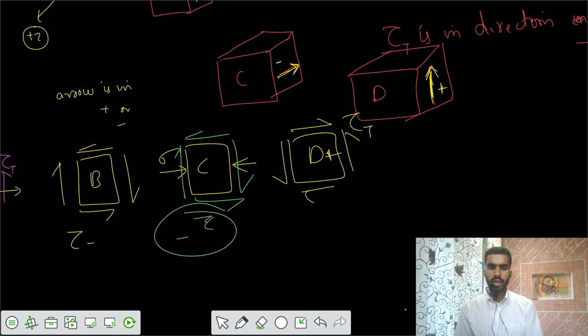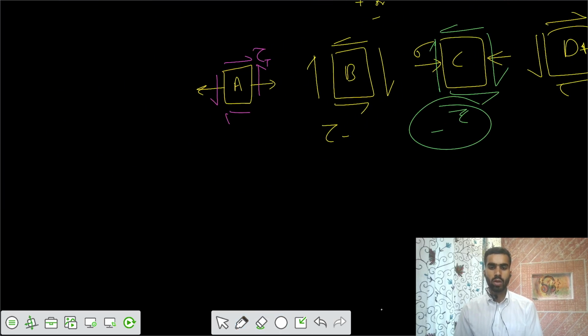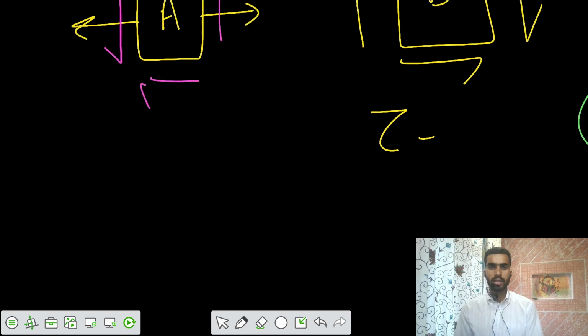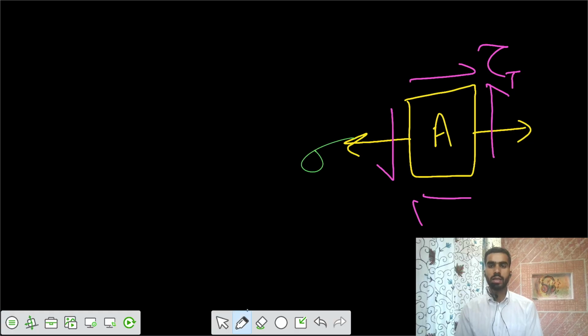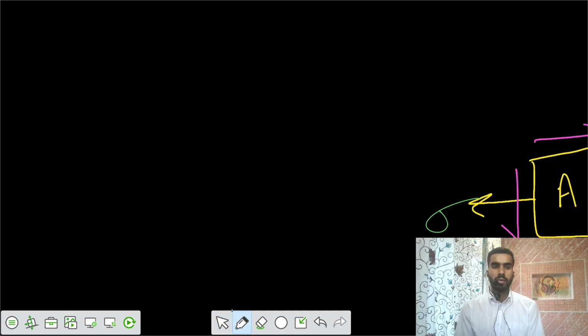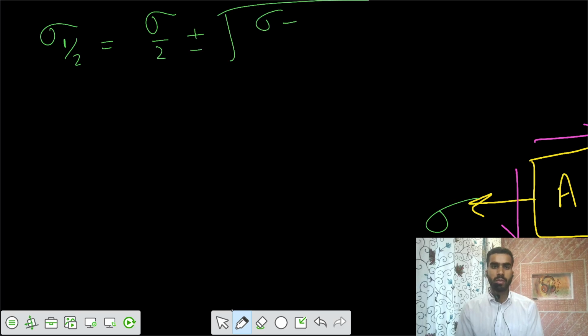Then you take any element that has those combined effects. Let's take the point A, which has both the effects. It has some sigma and also some tau. So for the point A, there's a major principal stress and a minor principal stress. I would calculate that as sigma by 2 plus minus the square root of (sigma minus 0) by 2 squared, because your sigma in y is 0 but sigma in x is some value sigma, plus some value of tau squared.